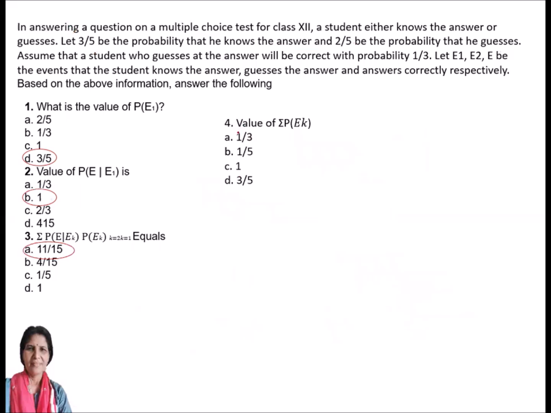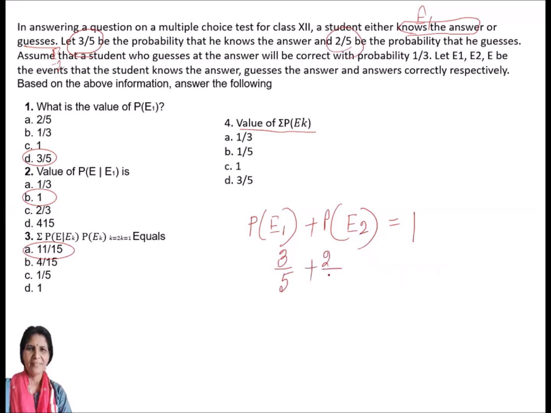Question 4. Find the value of the summation of P(Ek). That means this will be P(E1) plus P(E2). P(E1) plus P(E2) is always 1 because here there are only 2 events: he guesses or he knows the answer. This is E1 and this is E2. So its probability is 3 by 5 plus 2 by 5, which is 1. So C will be the answer of this question.